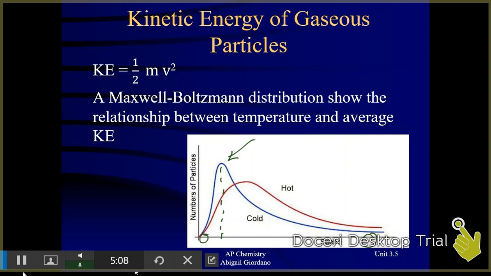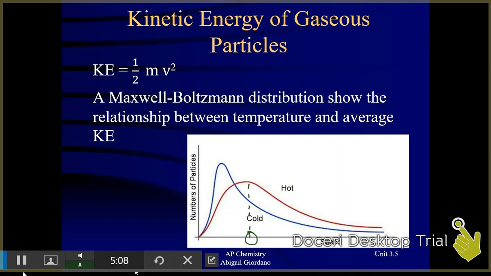Now, when we raise the temperature of that gas, the curve flattens out a little bit, and that confuses students sometimes. You might think, shouldn't the curve be higher? But look at where the greatest percentage of gases are now falling. They're now falling at a higher speed, and that should make sense to you. If you raise the temperature of a gas, the speed of the particles is going to increase.